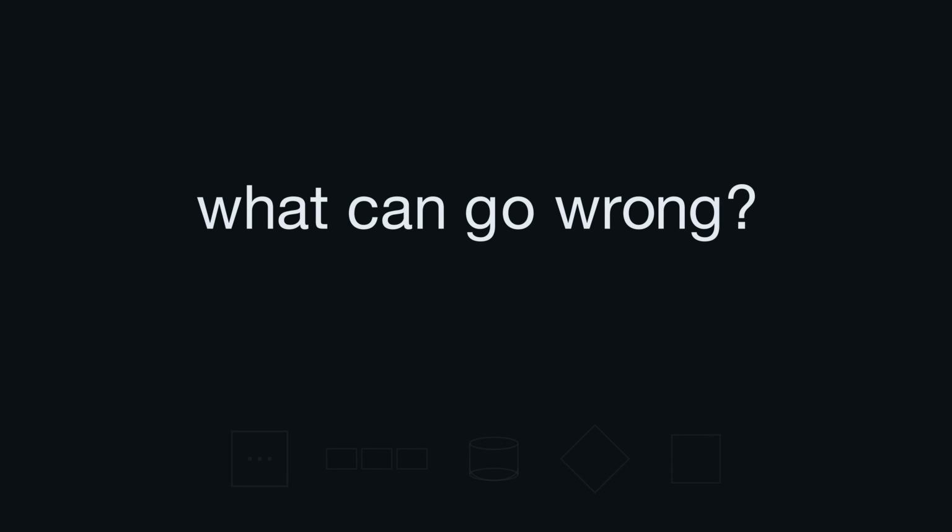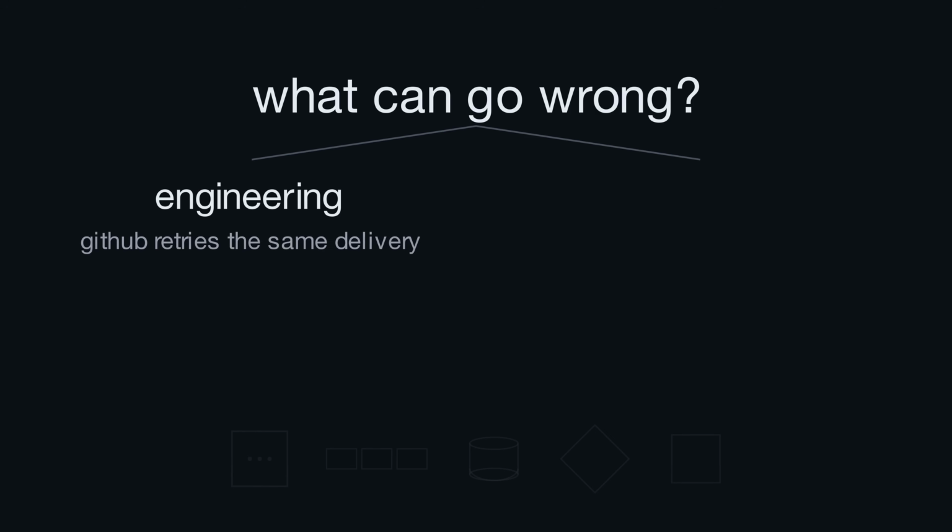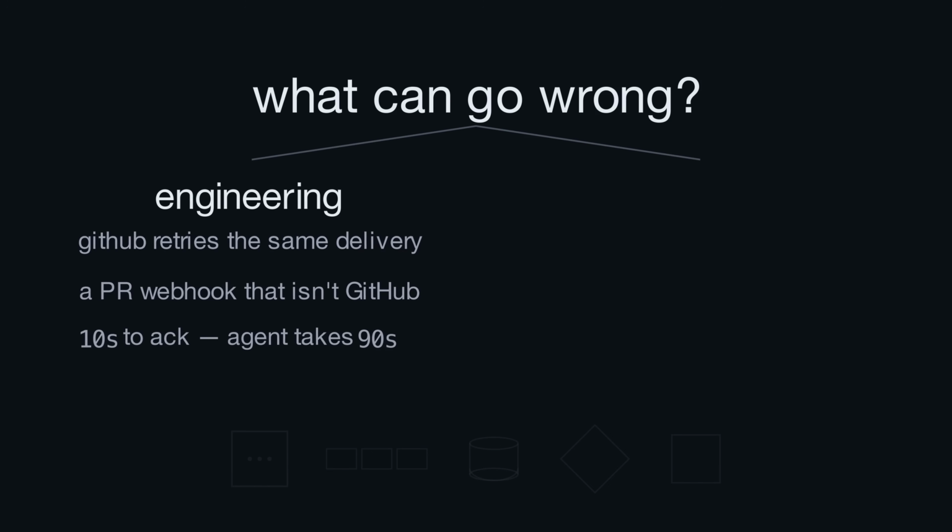And then we will take one component of the entire architecture at a time, and ask a single question of every component: what can go wrong. We'll think from two different directions. The first one is the engineering direction, where it all can fail. For example, let's say you're working on the GitHub component: GitHub retries the same delivery all the time. Maybe there's a security problem, where somebody else is sending your PR request who is not GitHub officially. And then you have just 10 seconds to acknowledge to GitHub, but your agent takes 90 seconds. All of that is the engineering direction.